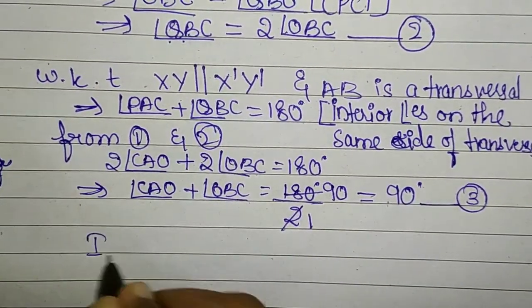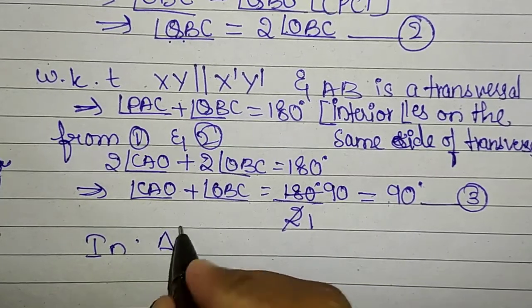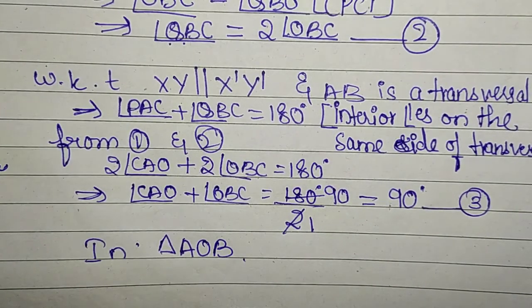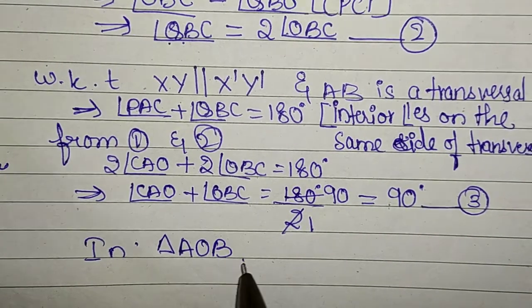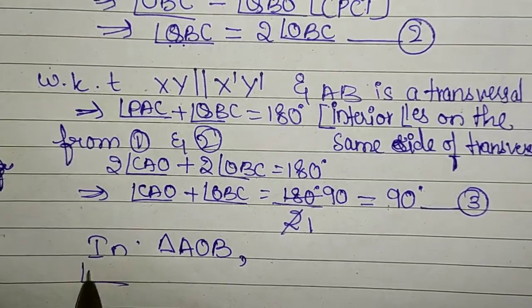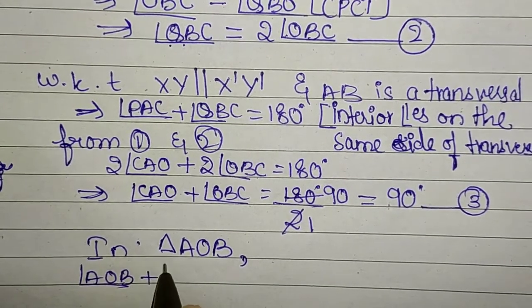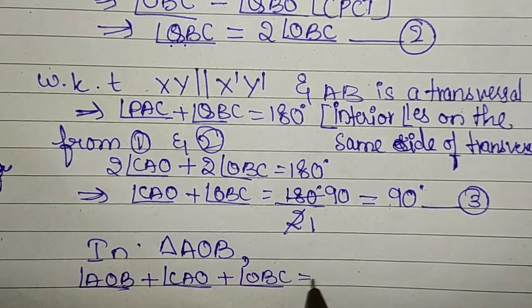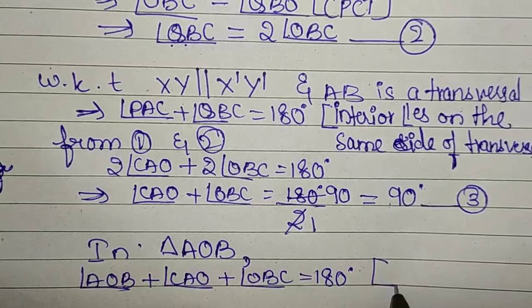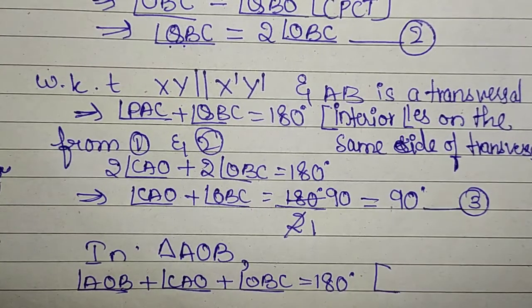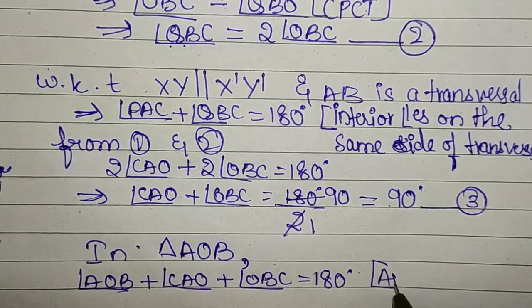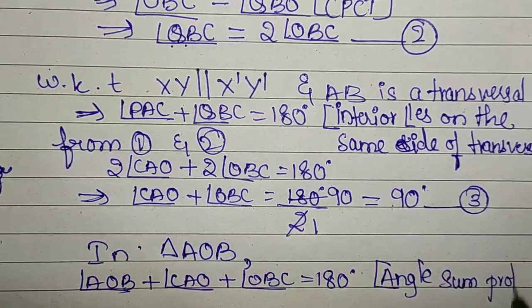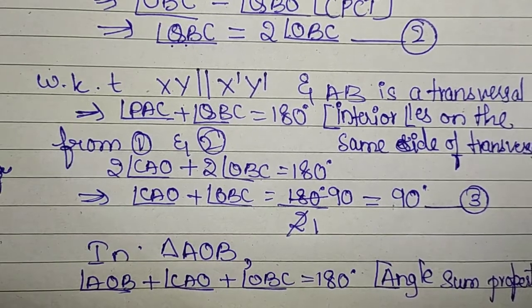Now in triangle AOB, we are supposed to prove that angle AOB is 90 degrees. So in triangle AOB, angle AOB plus angle CAO plus angle OBC is equal to 180 degrees, because these three angles are the interior angles of the triangle. So by angle sum property, their sum is always 180 degrees.